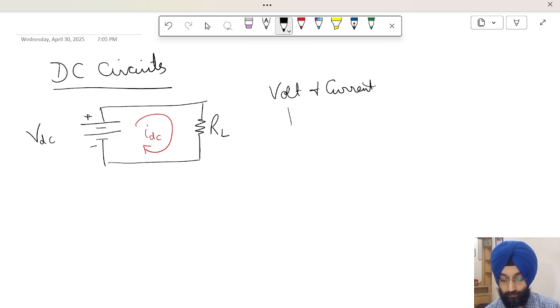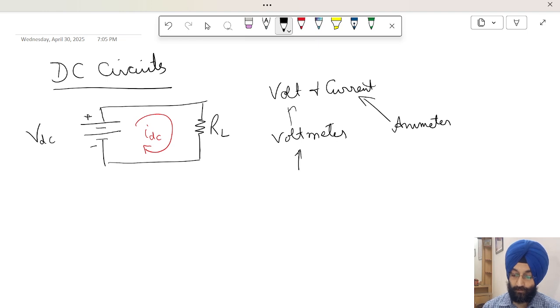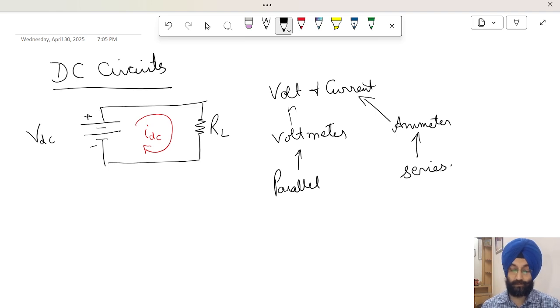In order to measure the voltage, we have to use voltmeter. In order to measure the current, we need to use ammeter. So voltmeter is always connected in parallel and ammeter is always connected in series. So let us draw another circuit in which we will be connecting these voltmeters and ammeters.